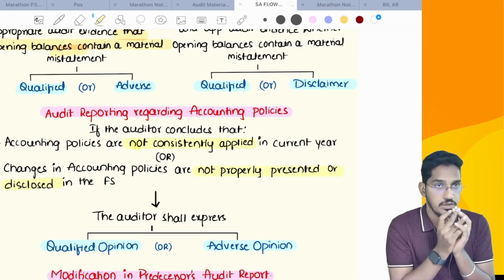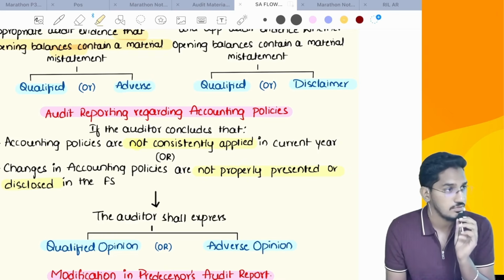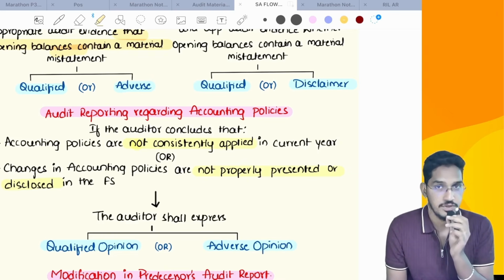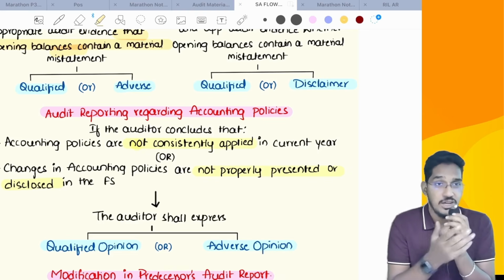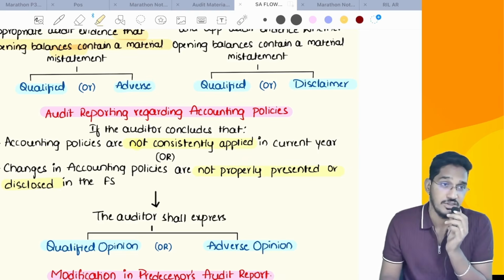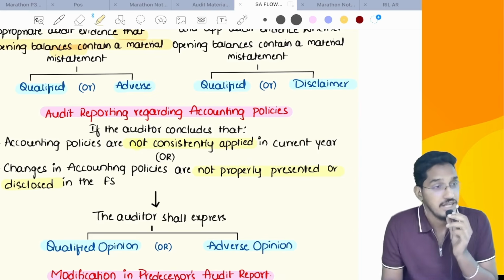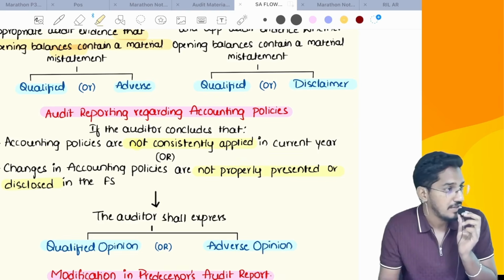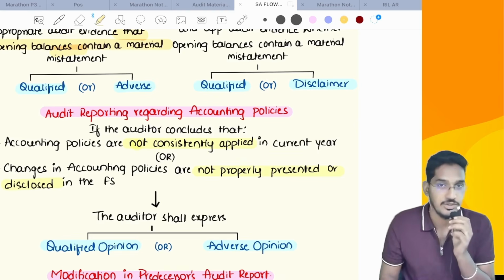See, in accounting policies, you cannot say I don't have evidence. You are an expert. Expert in what? Accounts and audit. You can't go and say I am unable to decide whether the accounting policy is consistently applied or not, or whether the disclosure has been given or not. Can you say that? Would that not be a shame on you? So that's why they did not give that scenario.